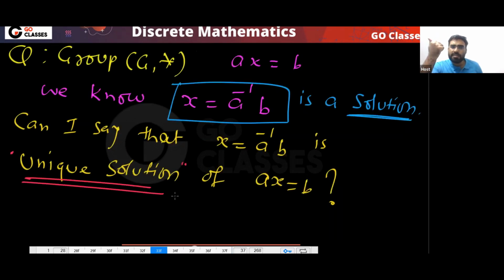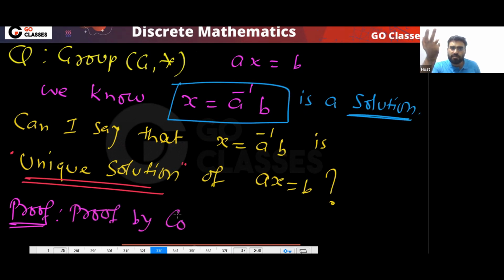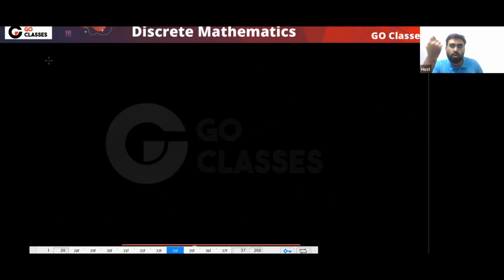Very simple. Whenever you want to prove something is unique, what do you do? How will you prove it? What is the proof idea? Assume not unique, and prove by contradiction. Assume there are two solutions. Okay, just assume that.